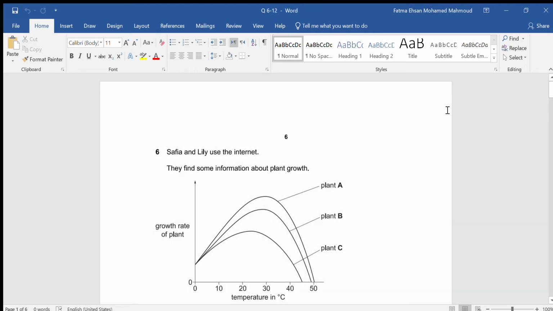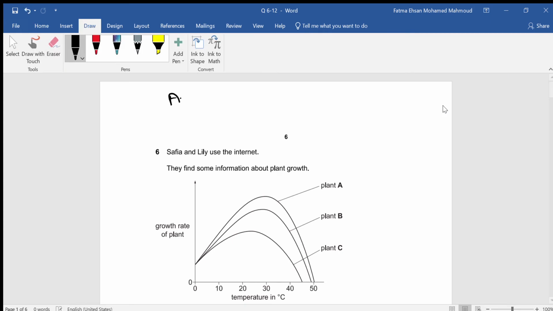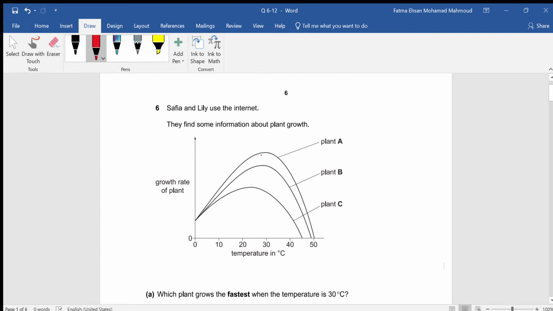We are going to continue the Cambridge Primary Checkpoint Exam, April 2020, Paper 1, questions from 6 to 12. Okay, let's start with question number 6. Sophia and Lily use the internet. They find some information about plant growth.